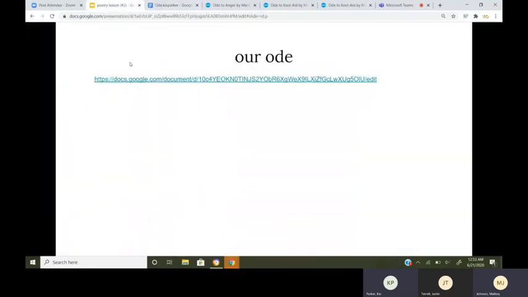So that's our poem. Just a little rough draft to kind of get you guys thinking and understanding that we're doing the same things you guys are. We're writing these poems with you. And if you need any help, please let us know.